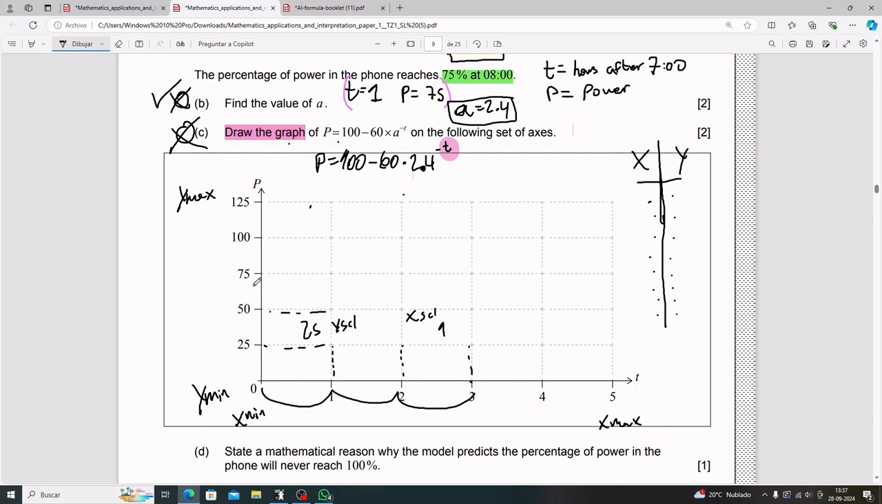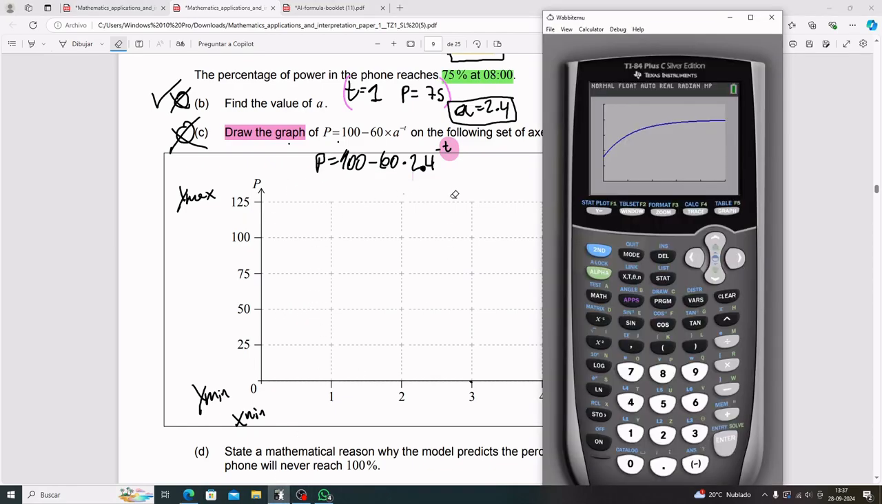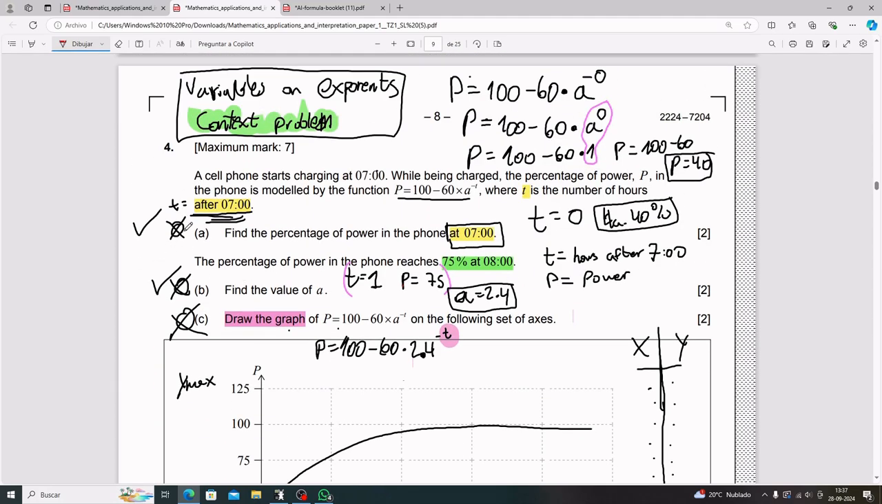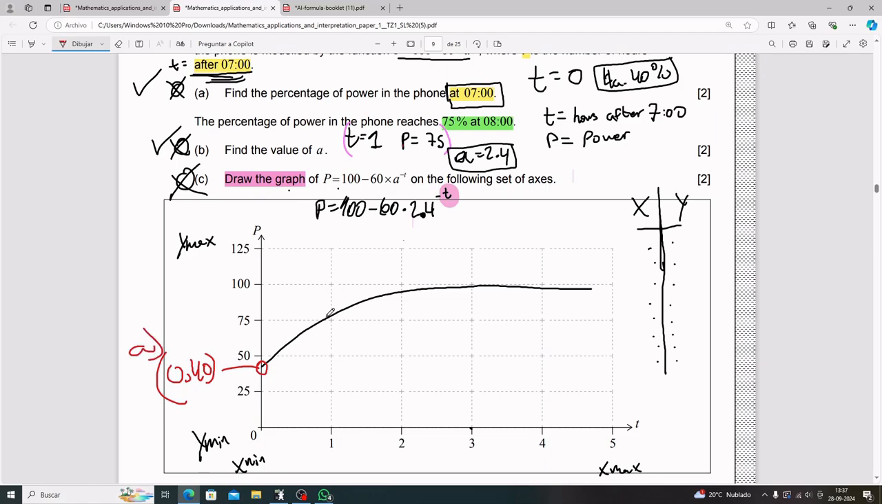And so from there you can go ahead and plug in, and draw. See? On the one hand, I will get the general shape very easily, going like this. Boom. But more importantly, for the full credit, remember, where are you starting? I'm starting at (0, 40). How do you know that you're starting from (0, 40)? Because from part A, that's what I found out.